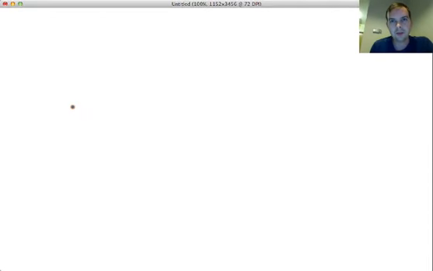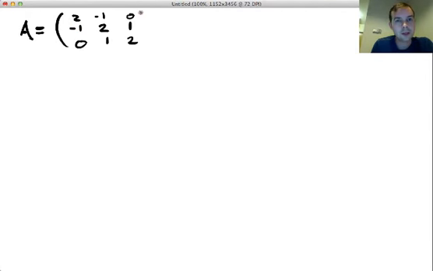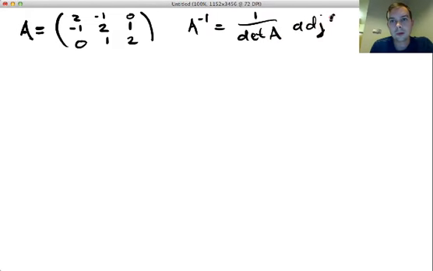So the last thing I wanted to show you was how to compute the inverse of a matrix using the adjugate formulation. That's also included in the determinant section. So of course we're going to set A equal to 2, minus 1, 0, minus 1, 2, 1, 0, 1, 2 again. And we have that A inverse is equal to 1 over the determinant of A times the adjugate of A. Now what is the adjugate of A?